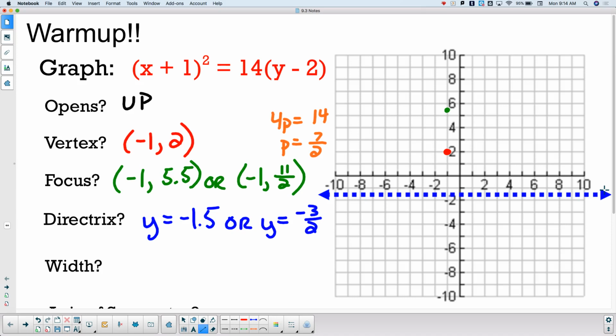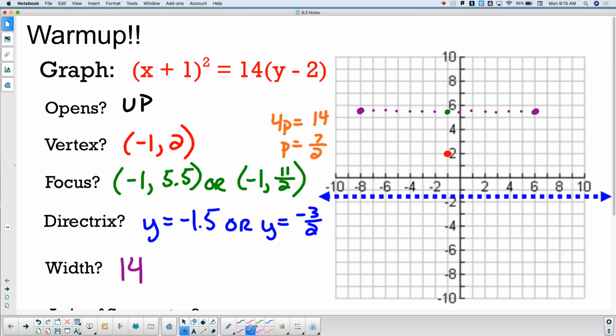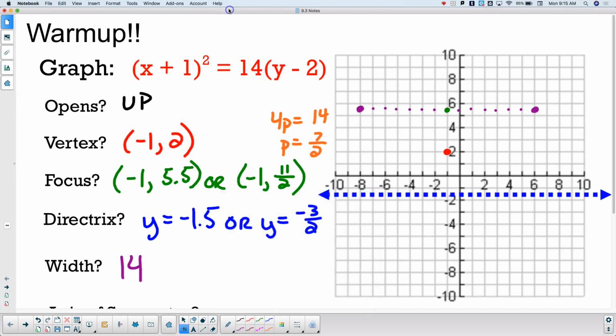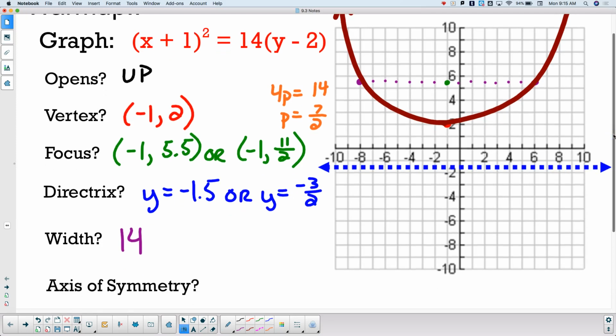The width is 14. The width is 14, so that means what? You go 7 from the focus right, and then left also 7. Which then allows me to draw it in, right? Yeah, buddy. Love it, love it, love it. Brett, axis of symmetry. X equals -1. Love it.